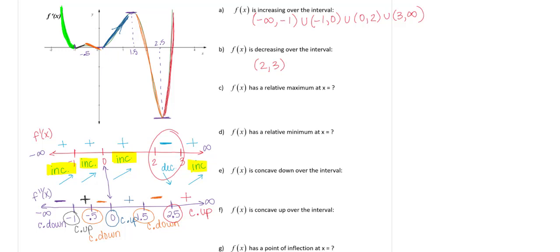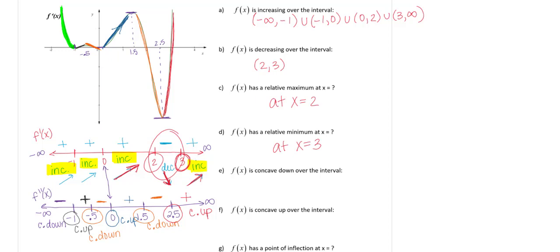So where is a relative maximum? Well, a relative maximum, I'm going to increase to a maximum, turn around and decrease. So that's at x equals 2. Relative minimum, I can see that I decrease to a min at x equals 3 and turn around and increase. So at x equals 3.